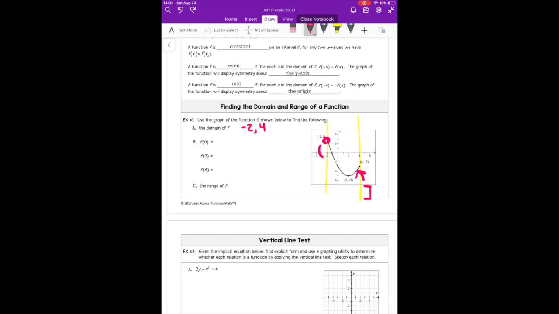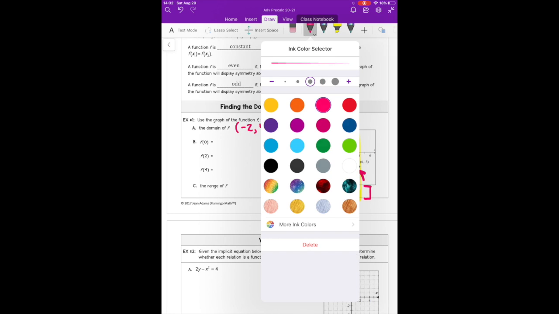So make sure anytime you are doing this, if you're typing it, it's going to be easy, but if you are writing it, you can definitely tell what's a parenthesis versus what is a bracket. Okay.